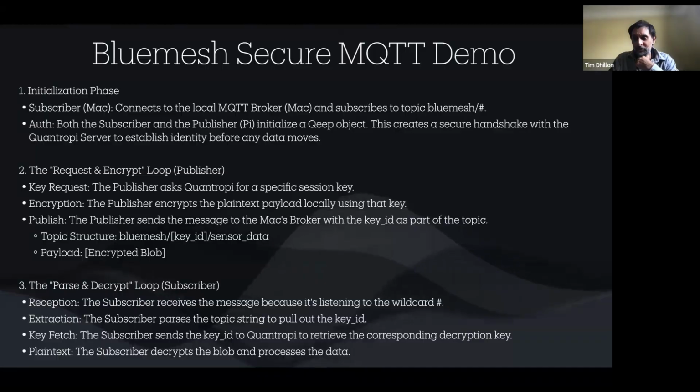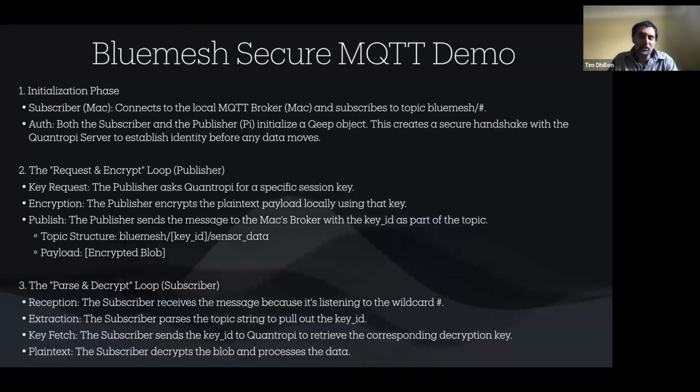bluemesh/hash, and the hash is like a wildcard. So anything with the root topic bluemesh will come into the subscriber, and you'll see it on the screen. And then I'll plug in a Raspberry Pi, which is a publisher. That connects to a Quantrobe key management server and grabs a key, encrypts messages from a text file, and then sends them through the broker and to the subscriber.